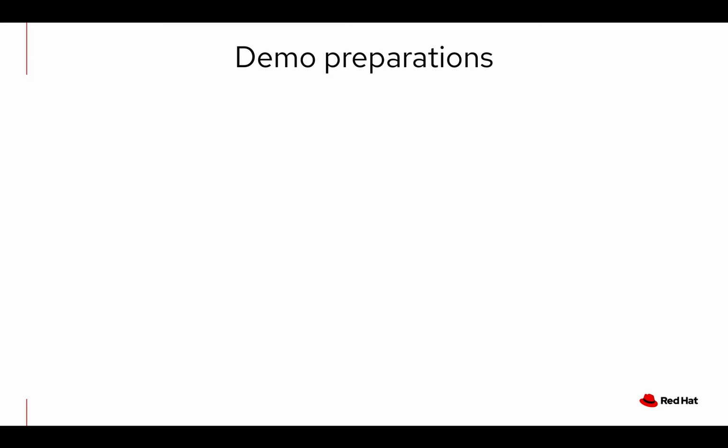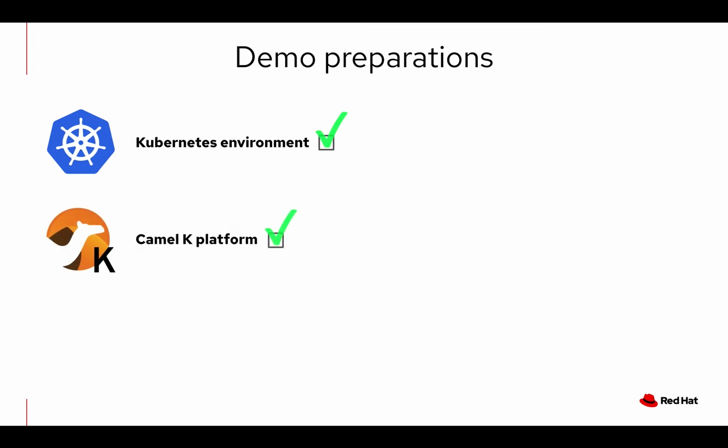First, we need some preparations to get this working. So of course, we need a Kubernetes environment ready. And then we want to deploy a Camel K platform, and this typically involves deploying the Camel K operator, which will do all the work.